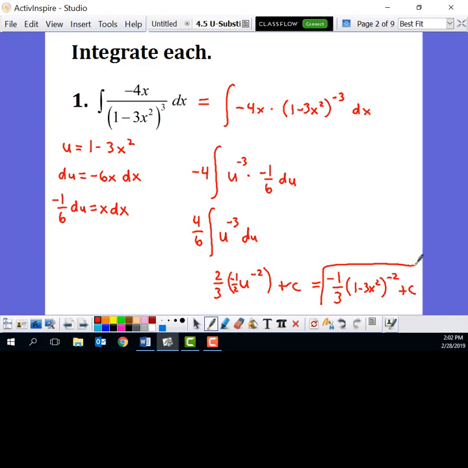That would be my final answer. Now I went pretty fast through that, so you might need to go back and re-watch that again, or pause and kind of think about what's happening there. But that is how we handle those negative exponents. Okay, let's look at another problem.